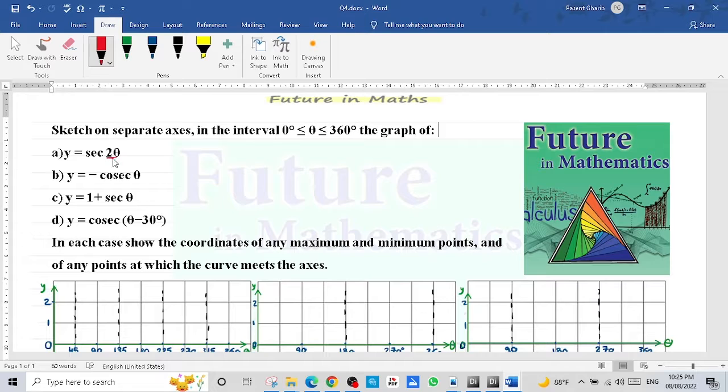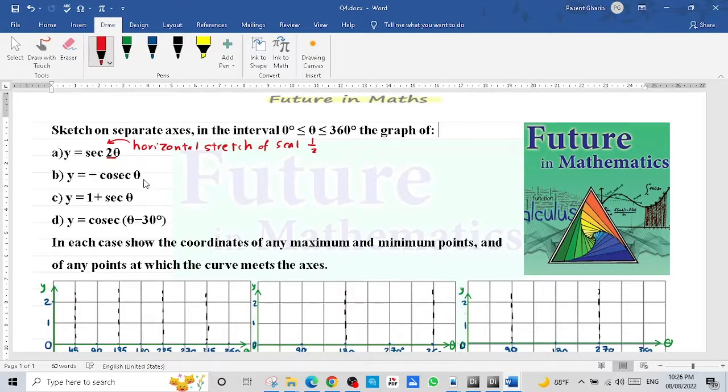So sec 2 theta. This is a horizontal stretch of scale factor half.